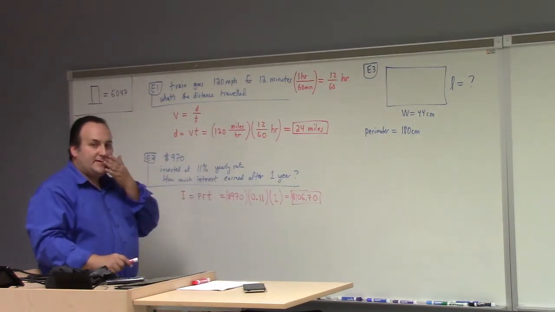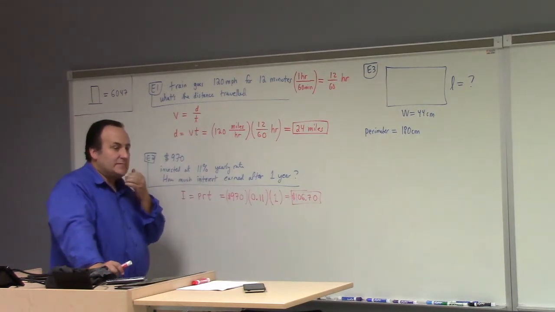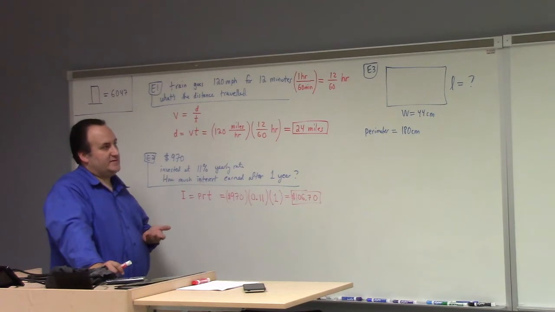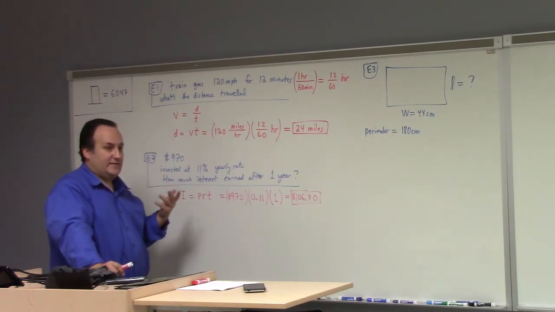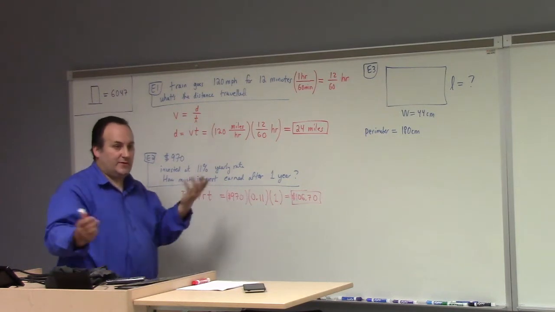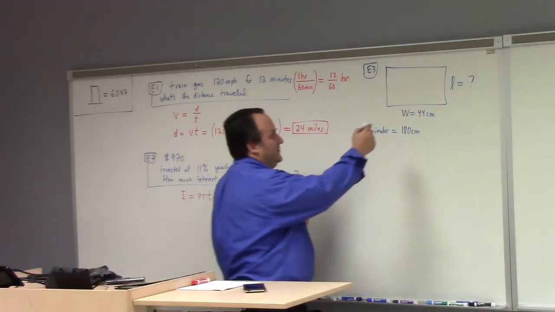So how would you go about solving this? One of the first things to do is to give a name to the thing you don't know. I've already done that. I said the length is L. We don't know L. But we also know it's a rectangle, right?